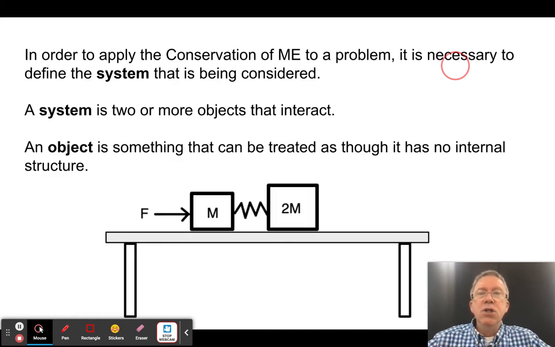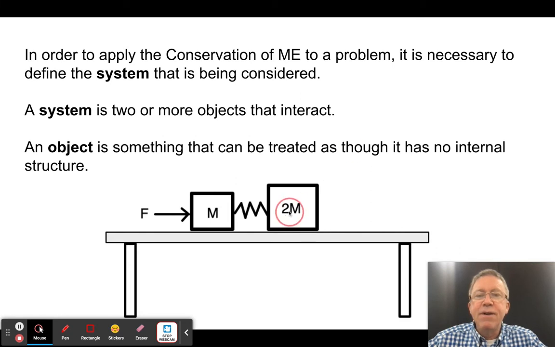Okay, so in order to apply the conservation of mechanical energy to a situation, it's necessary to define what the system is, what objects are part of the system, and which objects are not part of the system, because only objects that are part of the system can have potential energy. So remember that a system is two or more objects that interact somehow. And an object is just something that we are not concerned with whatever its internal structure is. We only care about it as itself.